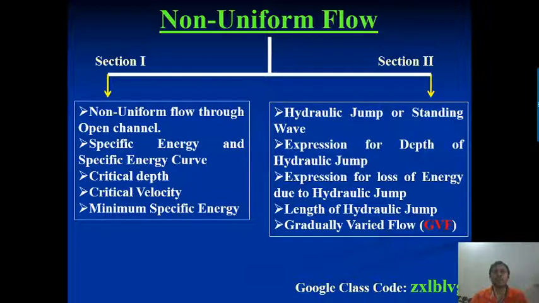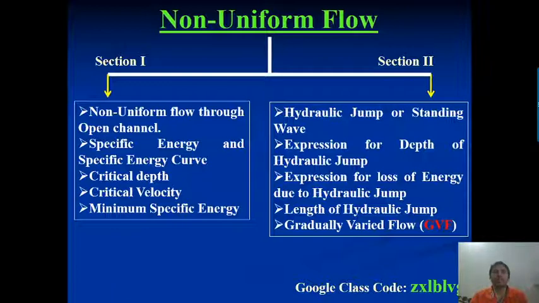Every non-uniform flow is measured with the help of specific energy, and specific energy is the addition of Ep plus Ek. We say Ep is the potential energy and Ek is the kinetic energy. Potential energy we mostly measure in the form of the depth of water, and kinetic energy in the form of the velocity head. These combine to form the specific energy. Now we can learn this specific energy with the help of the specific energy curve.